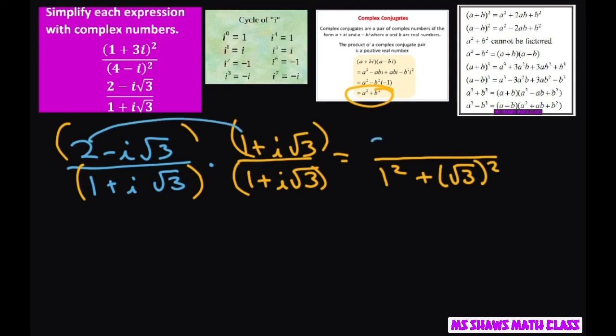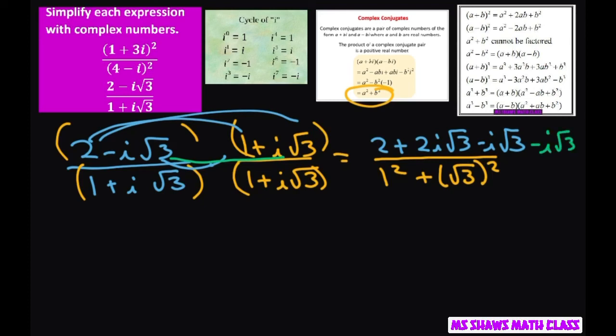So we're going to have 2 plus 2i square root of 3 minus i square root of 3. And finally, we'll have the last part. It's going to be minus i square root of 3 squared. All right, so the denominator is just going to be 1 plus 3 is 4. All right, and then the numerator, this part here is just going to be i square root of 3. This is the part we have to worry about.